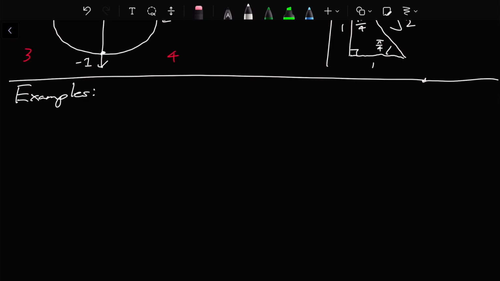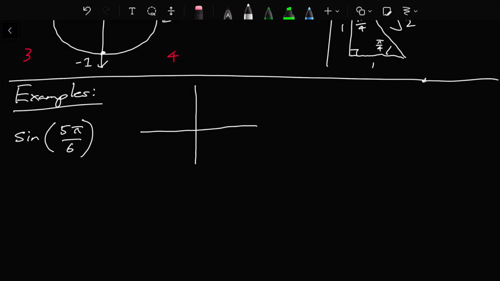The first one is we're going to do some examples of sine and cosine. Let's think about what is the sine of 5 pi on 6? If I want the sine of 5 pi on 6, I need to take an angle of 5 pi on 6. Again, everything's in radians, so the faster you can get used to radians, the better.